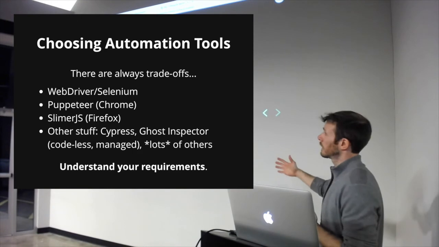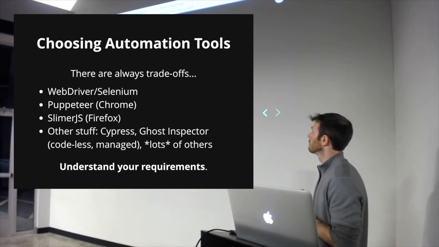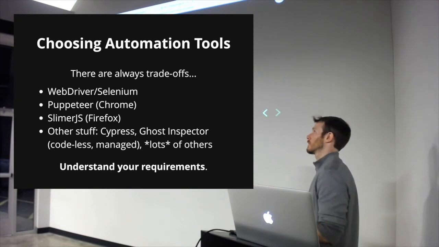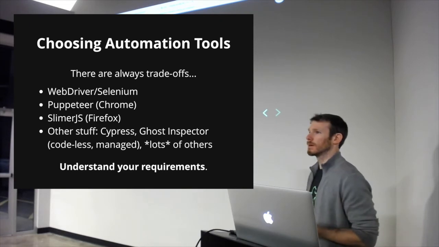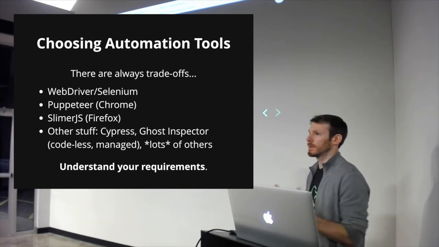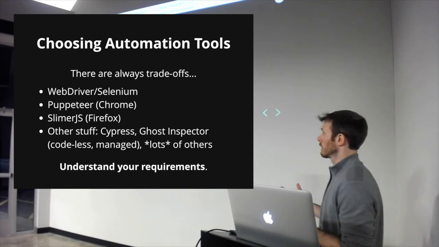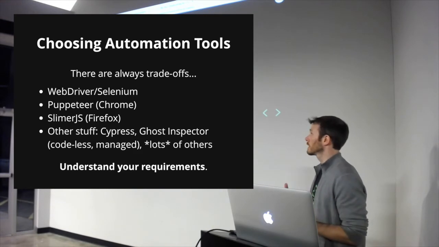Just a slight detour here on choosing automation tools. Something to keep in mind if this is something you're not doing yet, or it's not working so well, or you're thinking about making changes. Browser automation is hard, and there are always trade-offs in these different packages that you choose. So the front runner, one of the long-running ones, is WebDriver Selenium. Really, really nice. There's a lot of support behind it.